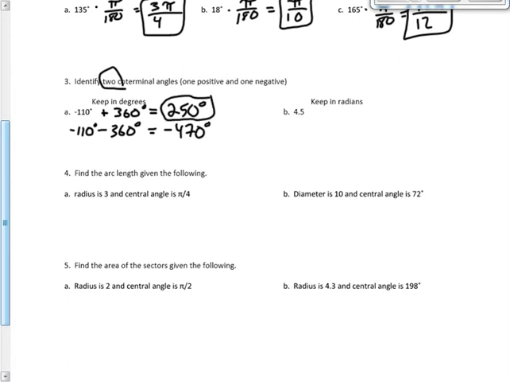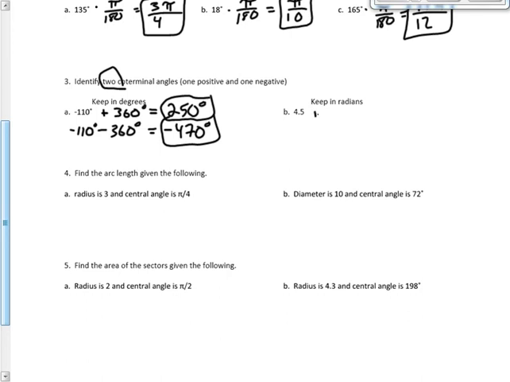And here's my first coterminal angle. Here's my second coterminal angle. One's positive, one's negative, so I answered all of the questions. Part B, it says to keep in radians. Well, it doesn't look like it's even in radians, but it doesn't have that degree mark, and so the decimal doesn't change the fact that it's in radians. So I want to keep it in radians.